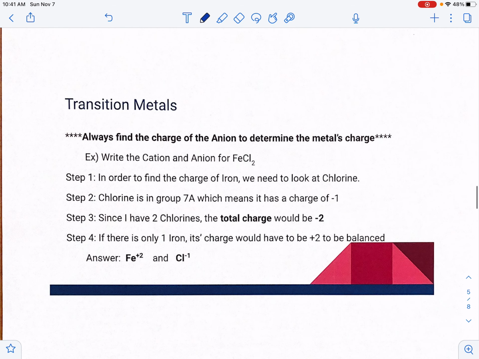So with transition metals, always find the charge of the anion to determine the metal's charge. Since transition metals can be anything, the thing that can help you is the anion it's paired with.